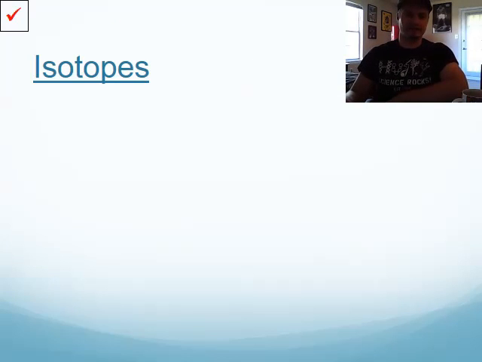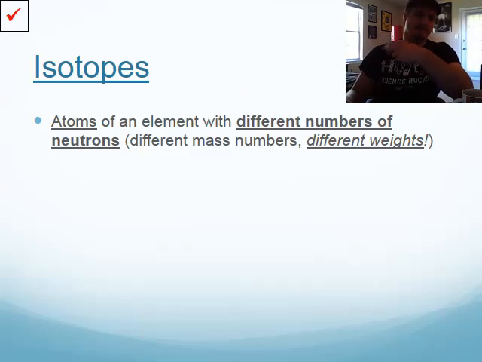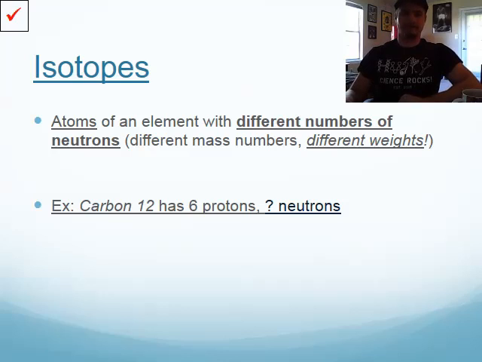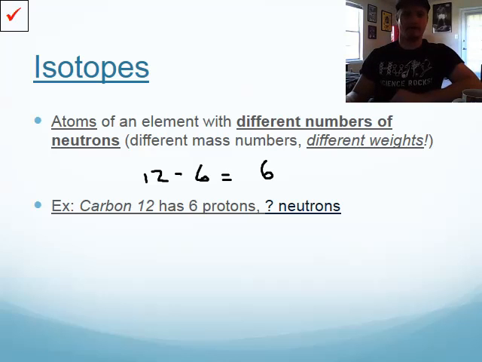So, isotopes. When we talk about isotopes, we're talking about atoms of an element with different numbers of neutrons, so they have a different mass number or different weight. For example, carbon normally has a mass number of 12, and it has 6 protons. Remember, mass number, or atomic mass, equals protons plus neutrons. So if we subtract the number of protons from the atomic mass, that gives us our number of neutrons, which is 6.